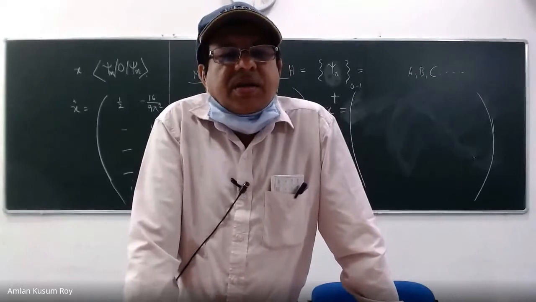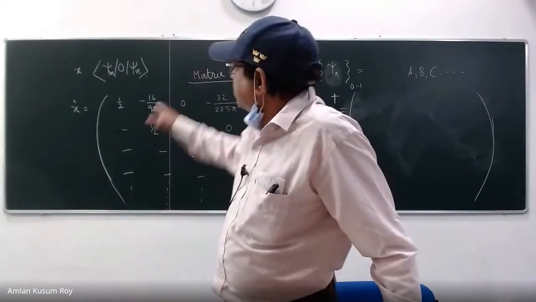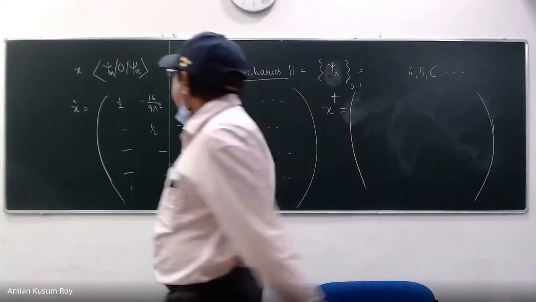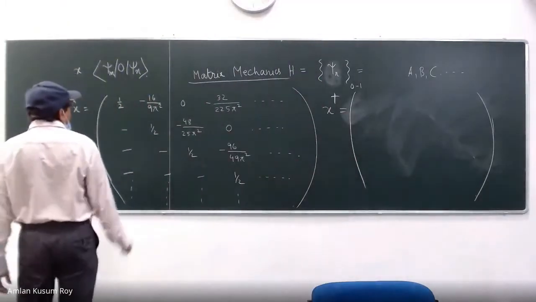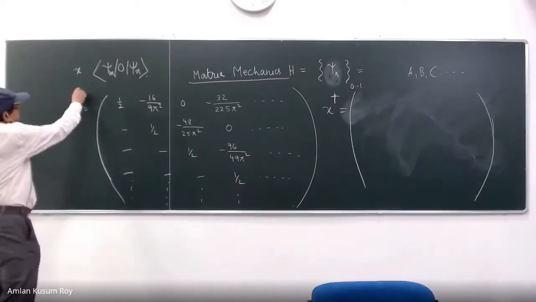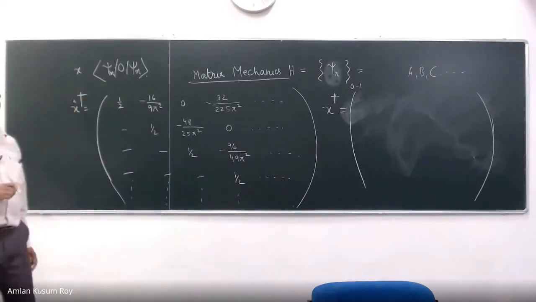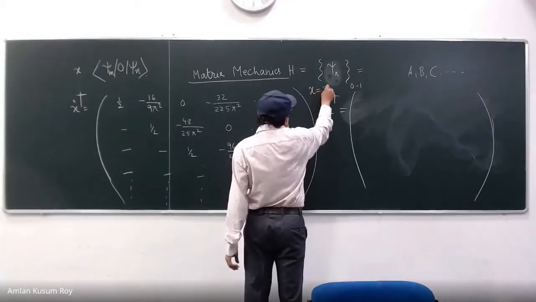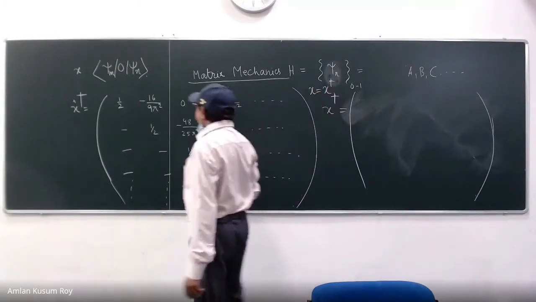So if that is the case, then you really do not need to work out X dagger. Hermitian itself means complex conjugate transpose, so it has to happen. That means the X dagger matrix will remain exactly the same. That is what you have said. So X is equal to X dagger.